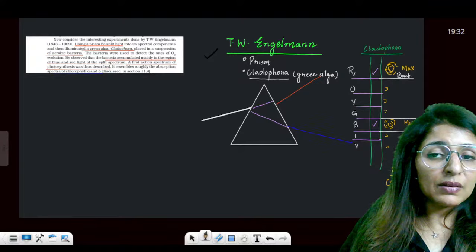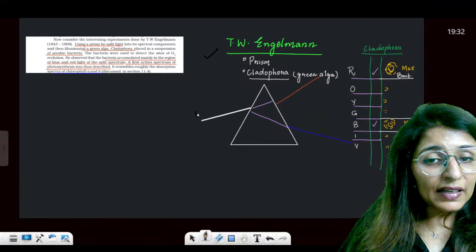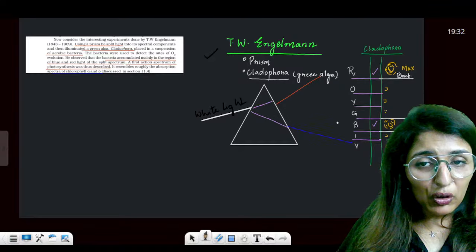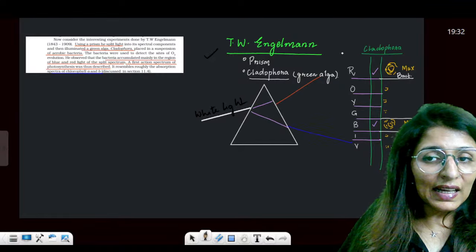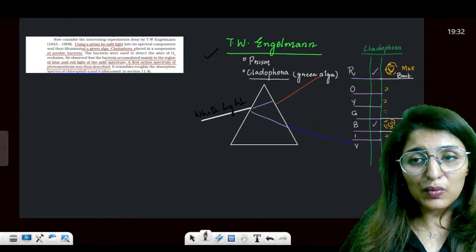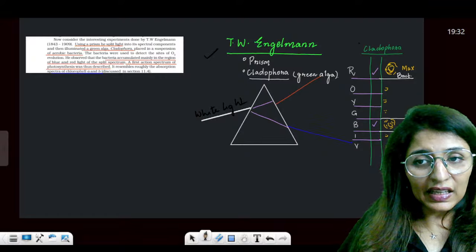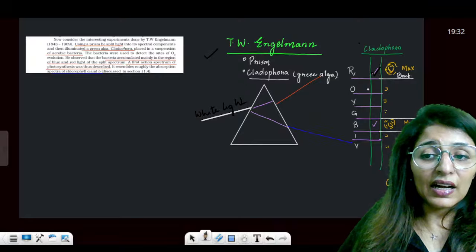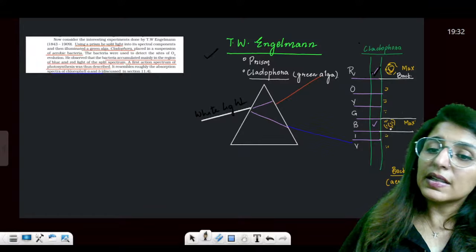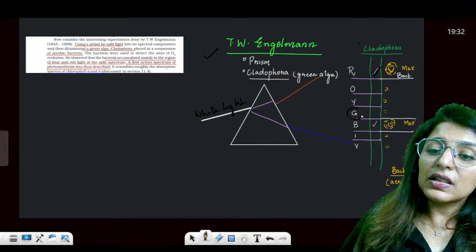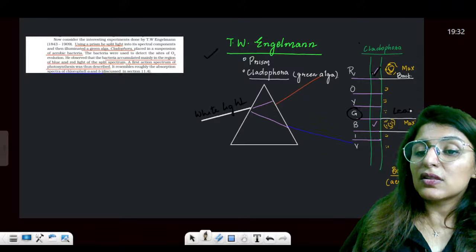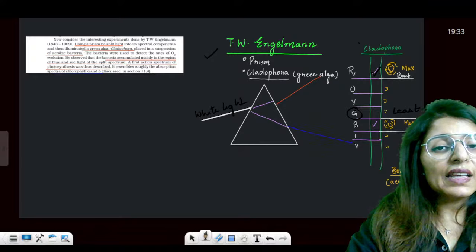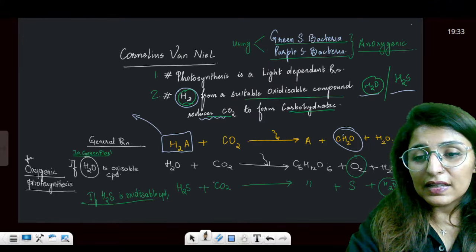With the help of a prism, he split the white light into VIBGYOR, and then exposed the green algae to these different lights. And it was observed that Cladophora, the green algae, showed maximum growth or multiplication in the red and blue regions. Are these points clear? While in green, it was the least. So least in green. So it means maximum photosynthesis will occur in blue and red, and the least would occur in green light. Is this clear?